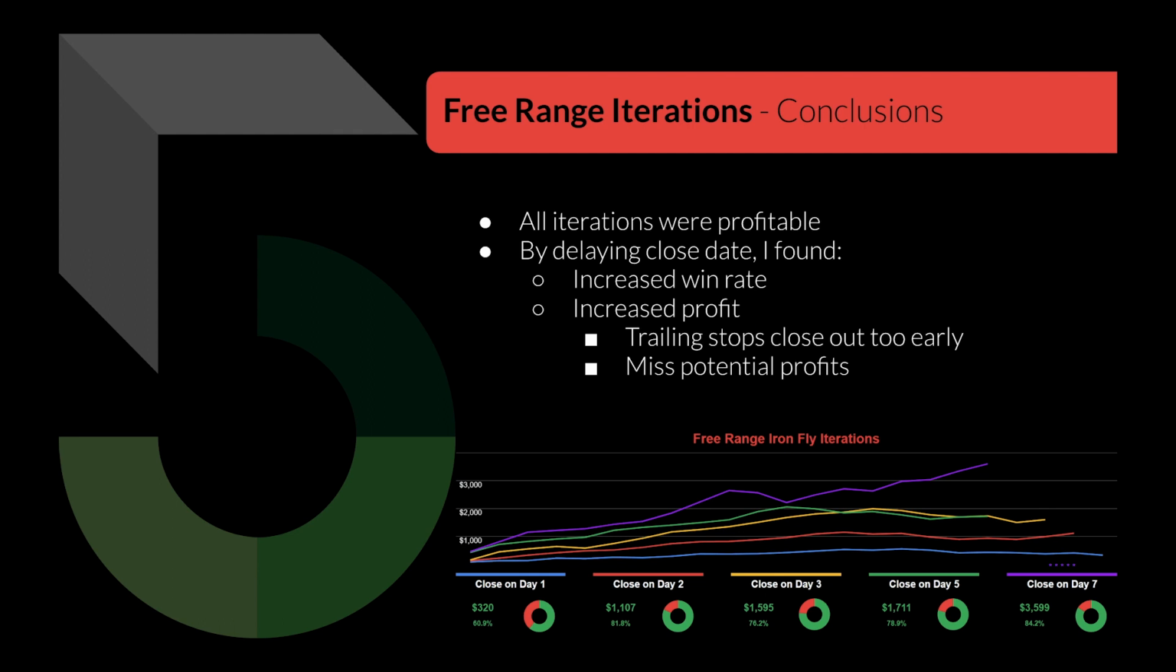So there's still a lot of profit that is left on the table that is not captured, even though you're making a lot more money by making that choice to leave it on the table. But overall, close on day 7 is going to be the winner of this iteration set. So let's take a look at the trades and see what they look like.